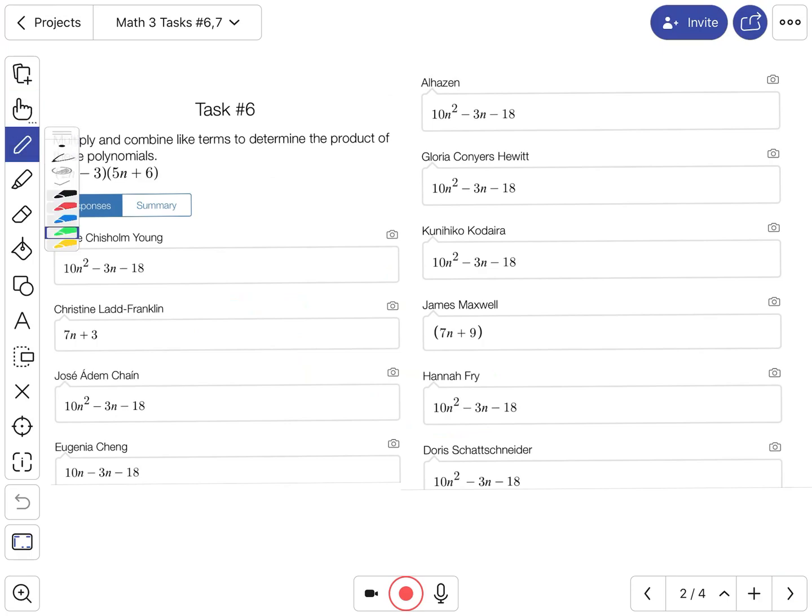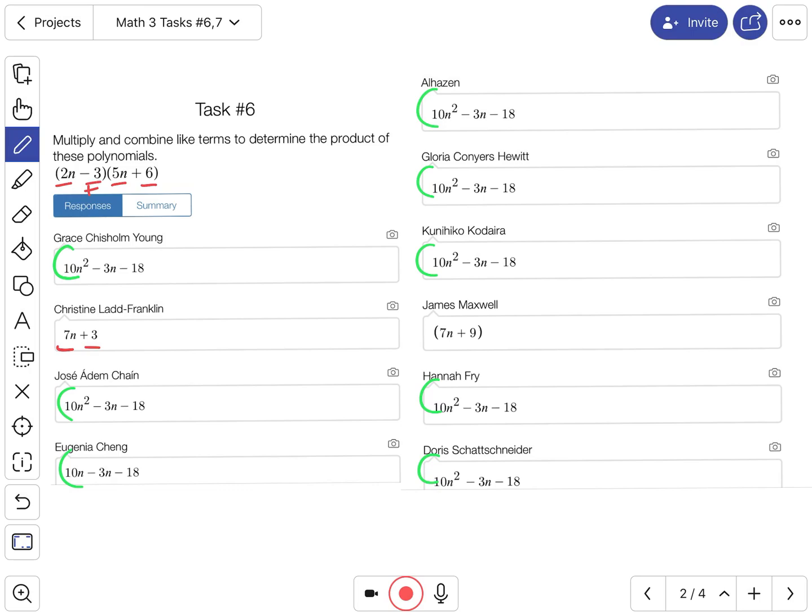Okay, so it looks like a lot of these are correct. I did leave out another class, but all of them were correct. But what I wanted to look at were these here, because you could get a lot of information from looking at the answers that are off. So I think what happened here was this person wanted to add these two, 2n and 5n, to get 7n, and then combine these two as well to get a 3.